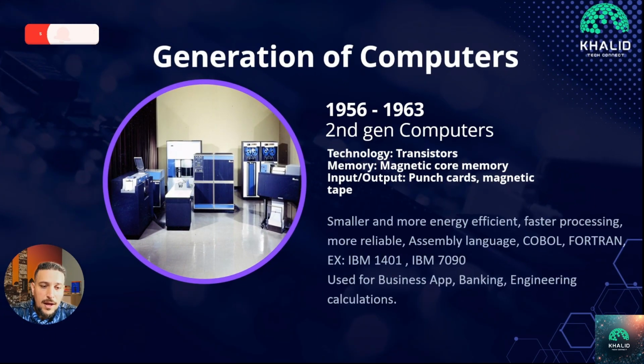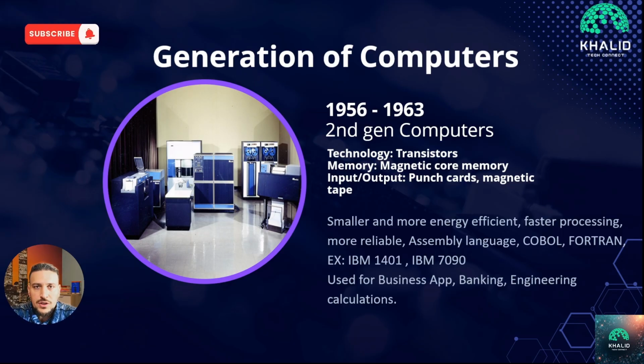And let's talk about second generation of computers. When we talk about second generation of computer, it starts in 1956 until 1963. So the second generation of computers were using the transistors technology, magnetic core memory. They were using punch cards still for input and output, and also magnetic tape. So the second generation of computers were a little bit smaller, more energy efficient, faster processing, and more reliable than the first generation.